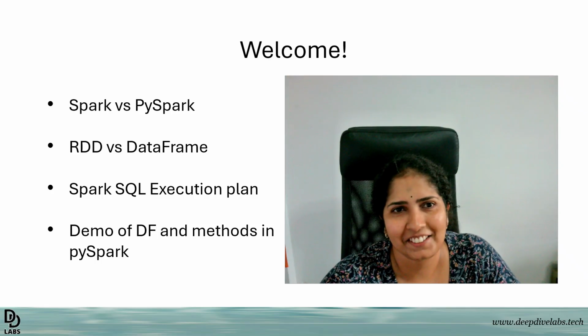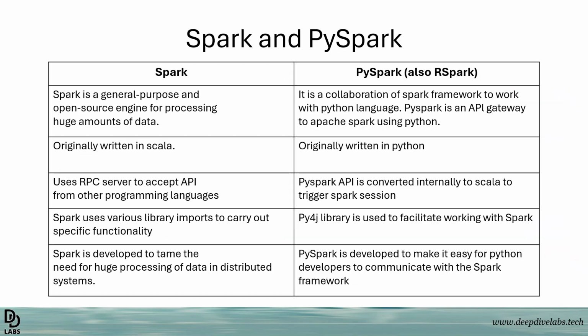So let's get started. Till now we have used Spark and PySpark interchangeably. It is just one of the languages to use Spark. But there are some key differences. Spark is the data processing engine, a general purpose open source engine for processing huge amounts of data. Whereas PySpark is a collaboration of the Spark framework to work with the Python language. PySpark is an API gateway to Apache Spark using Python.